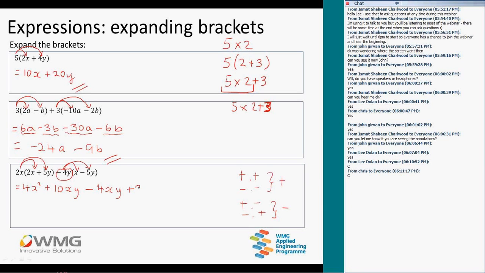Okay, there aren't any other x squared terms. 10xy minus 4xy, so that's going to give 6xy. They don't have the same variable, but they have the same group of variables, so they're like terms. And finally, only one y squared term, so that stays the same.